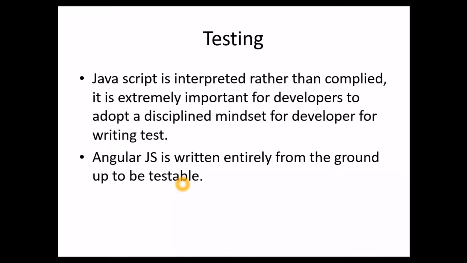Next is testing, which is the last feature of AngularJS. We know that JavaScript is an interpreted language. It is not compiled. Rather than compiled, it is an interpreted language, and it is very important for developers to adopt a mindset to test any application. So AngularJS is written purely from the ground level for testing. Okay, so these are some of the features of AngularJS.